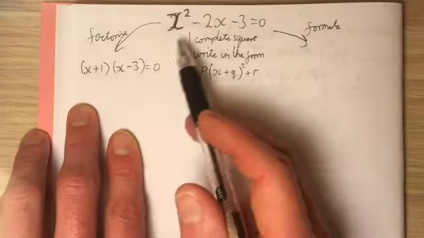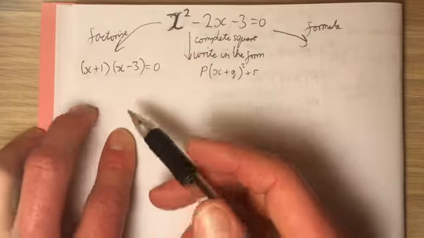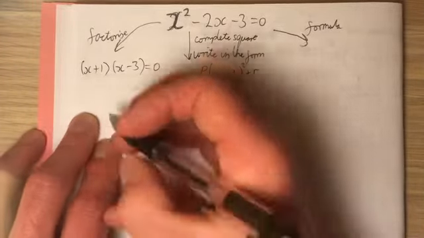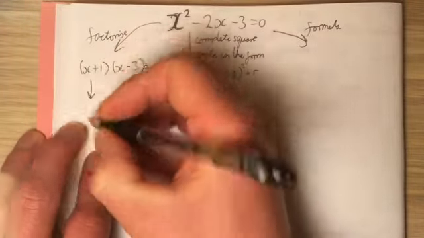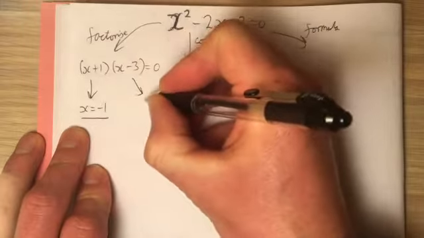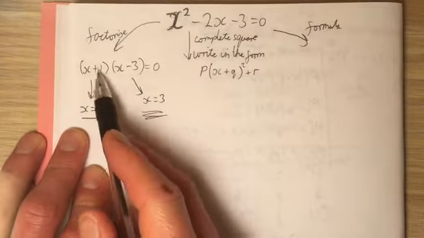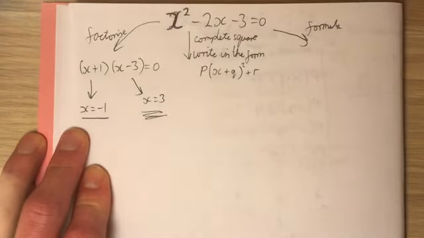So now I've solved the puzzle and I've figured out what goes in here to expand out to give me the answer I wanted. That's called factorisation. It's very easy to solve the equation. Either x is going to be negative 1 or x is going to be 3. Basically, I've just swapped the signs here.